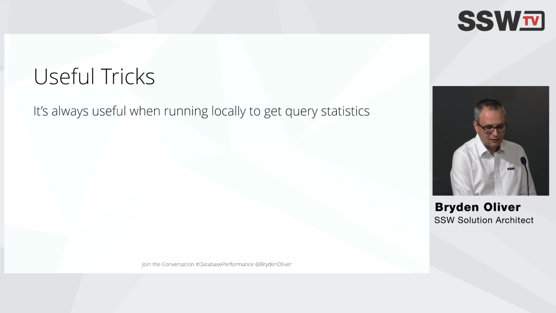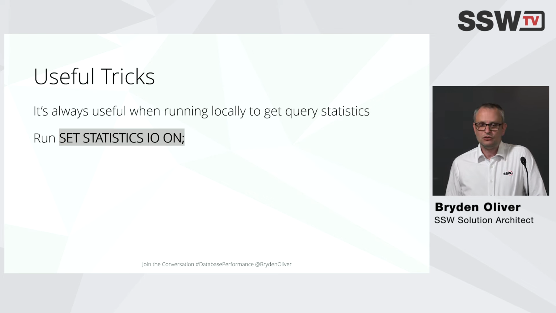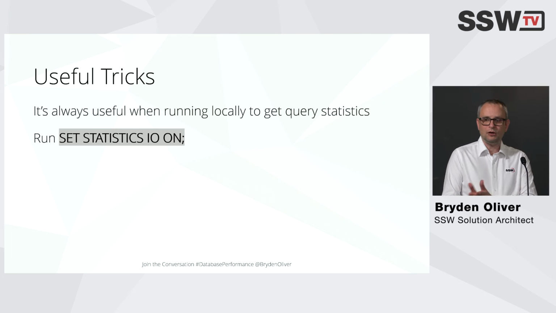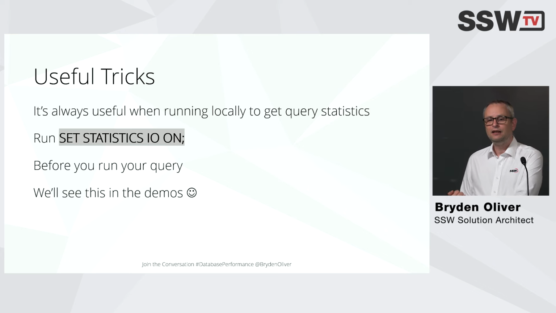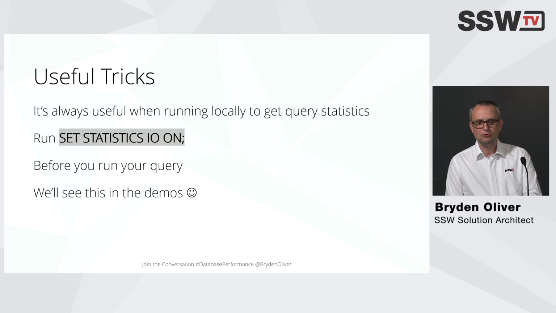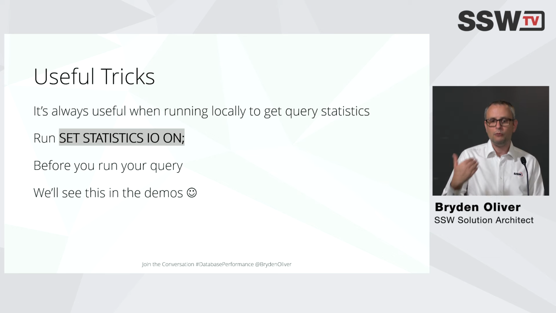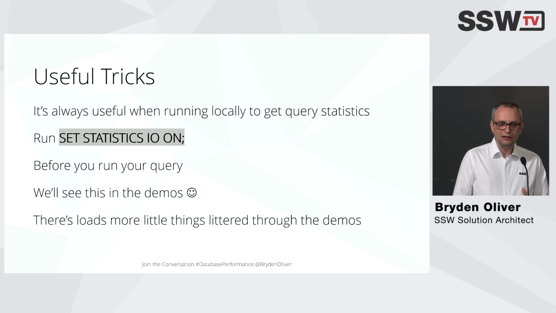Okay, so the first useful trick I'm going to call out is it's always really useful to get query IO statistics, because that's what you use to measure how expensive a query is on a database server. So in SQL Server, if you run SET STATISTICS IO ON before your query starts, and then run your query, you'll get IO statistics back with the query results. And we'll see this in the demos, so don't worry too much about what that actually means. I'll call out which things you want to look at in those IO statistics as we go along. And there are loads more little things in those demos, so keep an eye out for other little things that you might learn as you go along.